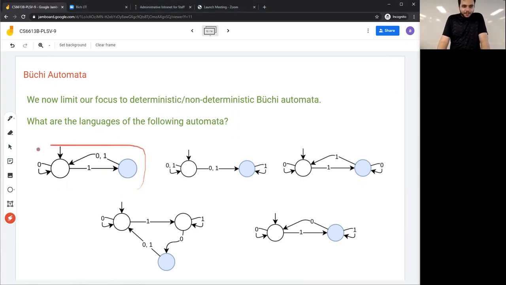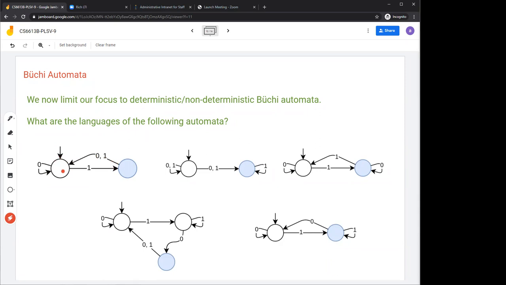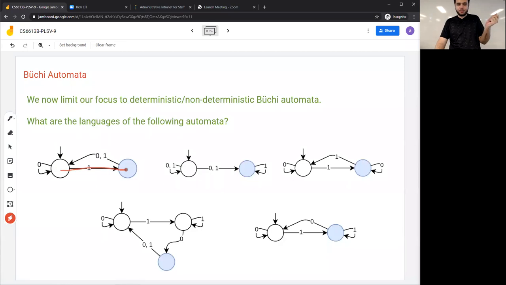So this automaton accepts all words that have infinitely many ones, right? And you can see that if I have only finitely many ones, I cannot visit this vertex infinitely many times because every visit should come with a one, right? And if I have infinitely many ones, the first time I see a one, I go here, then I might waste some of my ones and go back. But then again, I will definitely see another one in the future because I have infinitely many of them. So I will come back here and visit this infinitely many times. So this automaton accepts all words that have infinitely many ones. Okay, how about this next one?